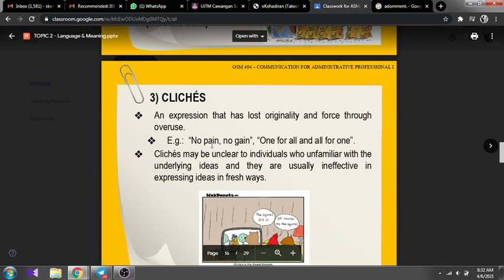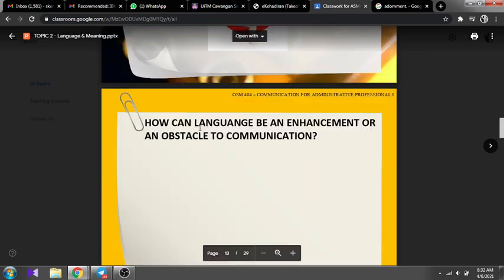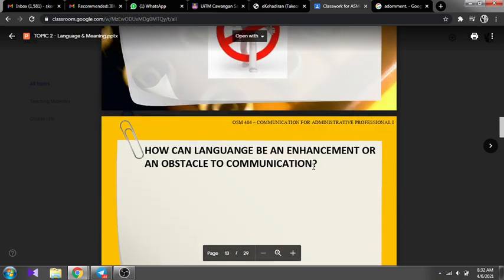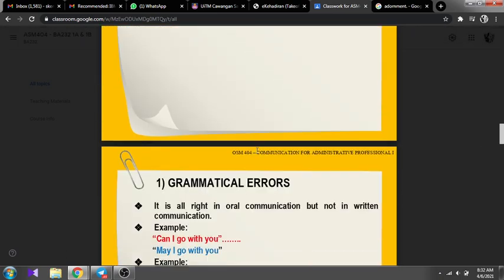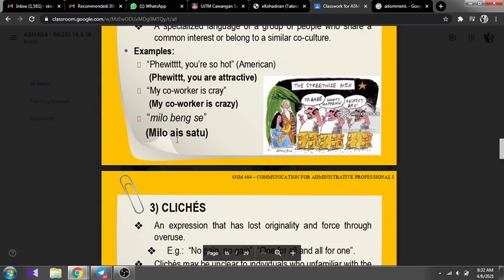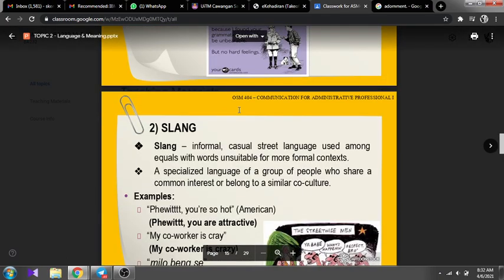Number 3, what are we discussing? Okay, how can language be an enhancement or obstacle to communication? Grammatical errors, slang. Okay, sometimes people don't understand slang, they don't understand the things.